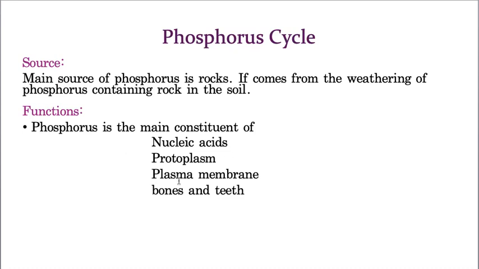Now the next one: it is also the chief component of our protoplasm, and it is a chief component of your biomembranes like the plasma membrane and nuclear membrane. You remember in cell biology, while I was explaining the structure of the plasma membrane, the phosphorus is present in the form of phospholipids. Hope you remember it. And it is also part and parcel of bones and teeth. Okay, so these are the functions of phosphorus.